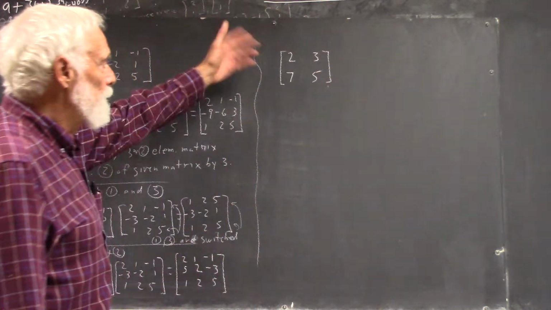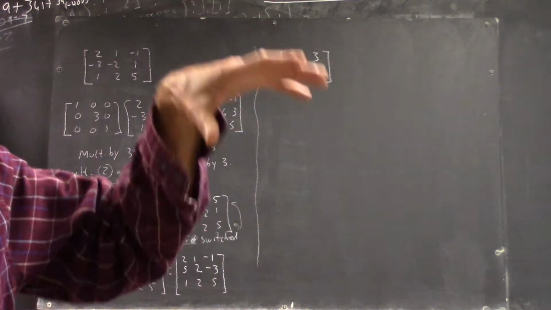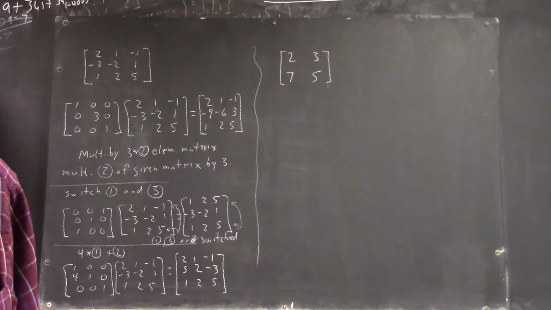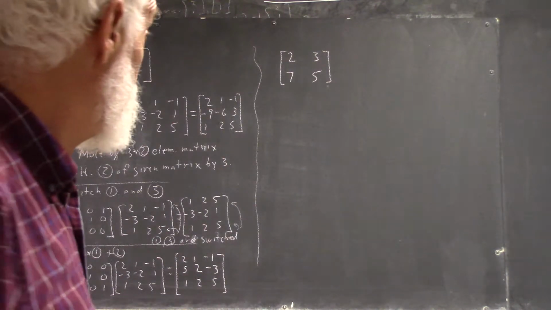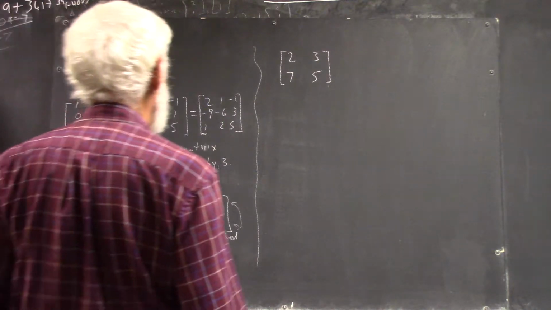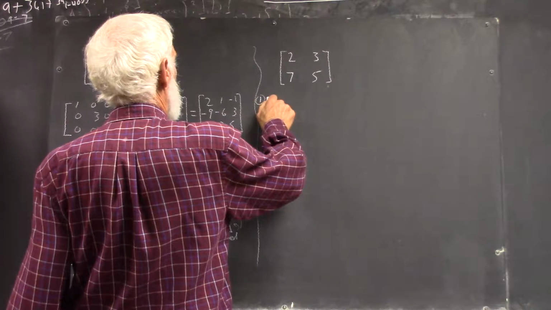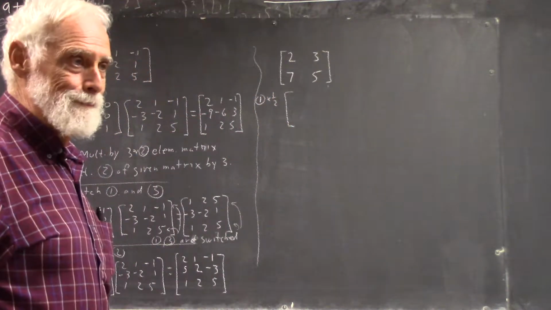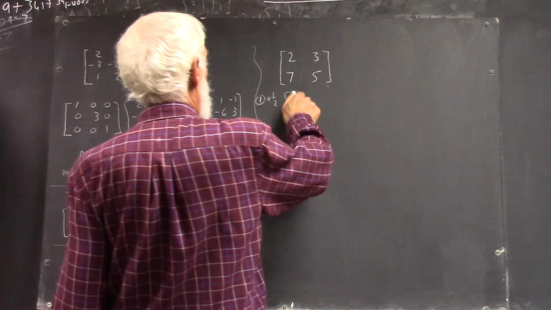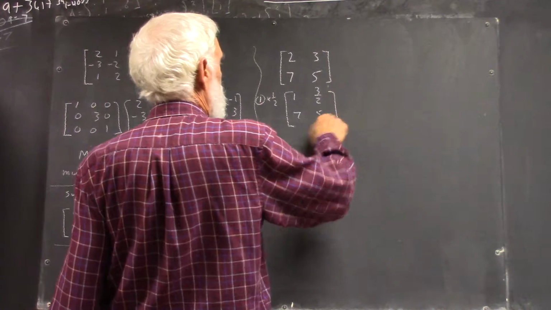Okay, now, neither of these rows is a multiple of the other, right? So I can see clearly that I can reduce this matrix to the identity. Okay? So what do we do? Well, we do row 1 times 1/2, giving us 1, 3/2, 7, 5.